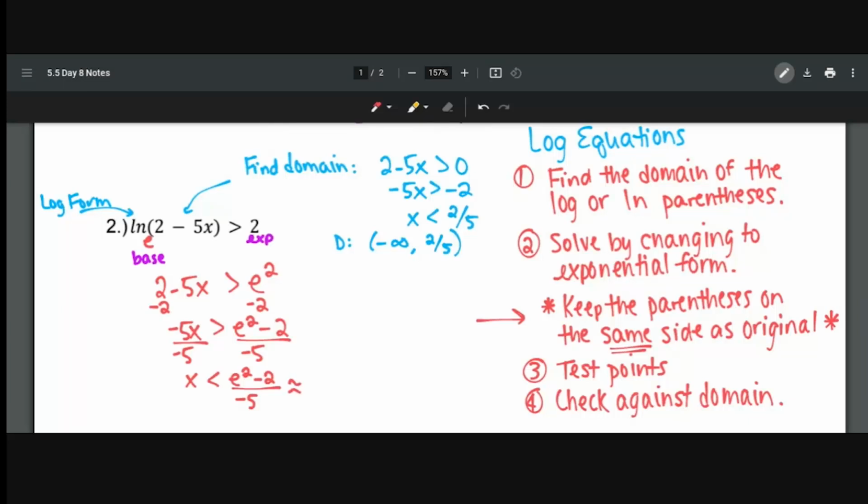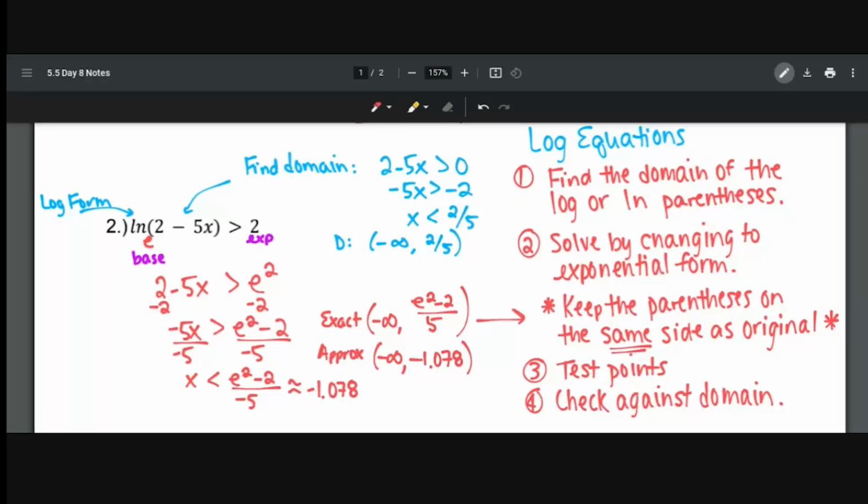As an approximate solution, I've got negative 1.078. So my answer is going to be anything less than that. So as an exact answer, I'm going to say that it can be anything from negative infinity to (e squared minus 2) over 5. And as an approximate answer, we're going to have negative infinity to negative 1.078. And it's just less than, so I'm not going to include the bracket on the right side, just parentheses.